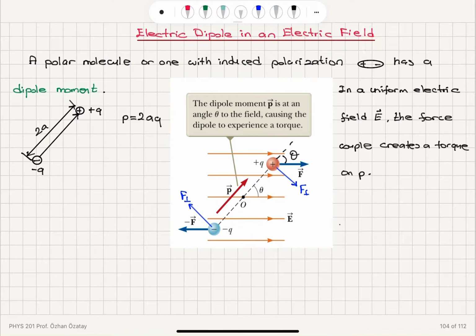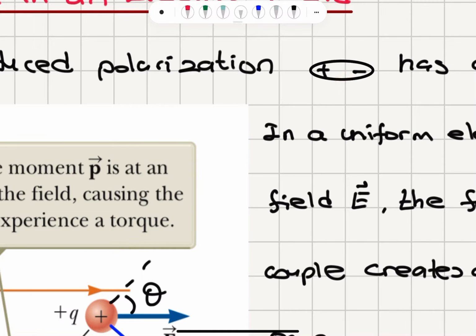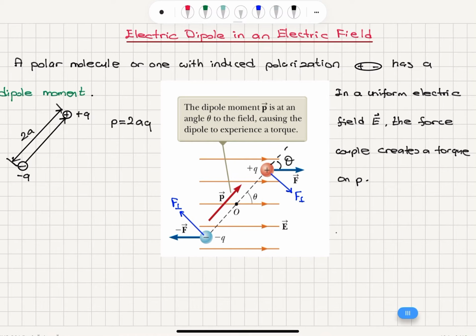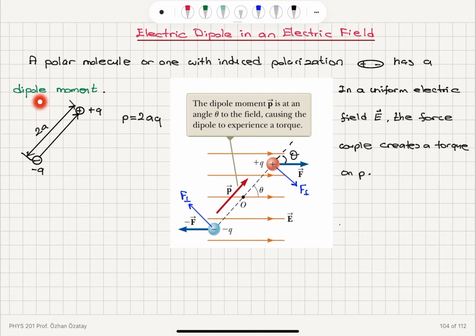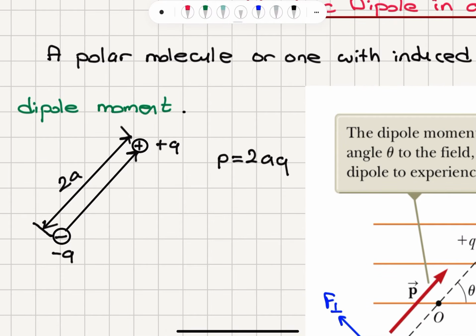Electric dipole in an electric field. A polar molecule or one with induced polarization like this, where electrons spend more time on the right side and we have positive charge distribution on the left side, has a dipole moment. So what is a dipole moment?